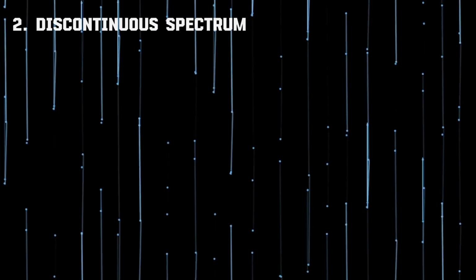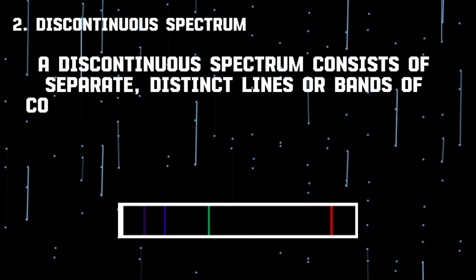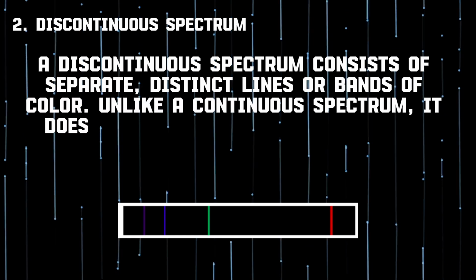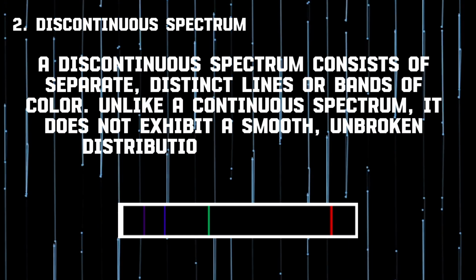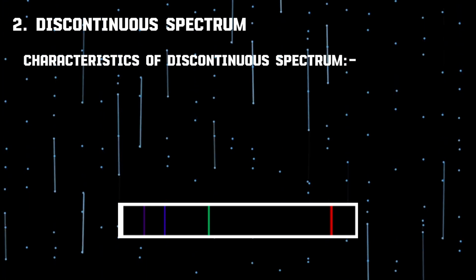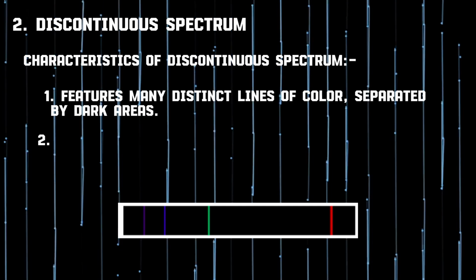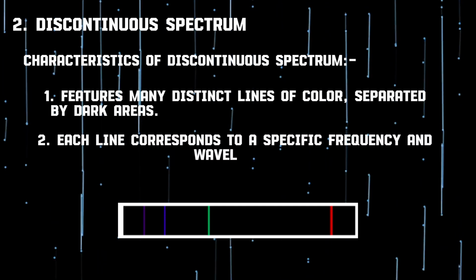Second, discontinuous spectrum. A discontinuous spectrum consists of separate, distinct lines or bands of color. Unlike a continuous spectrum, it does not exhibit a smooth, unbroken distribution of wavelengths. Characteristics of discontinuous spectrum. First, features many distinct lines of color, separated by dark areas. Second, each line corresponds to a specific frequency and wavelength.